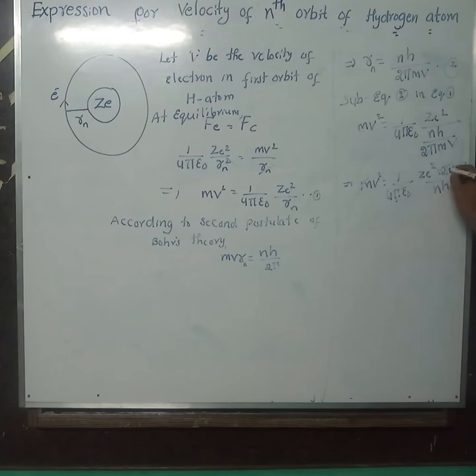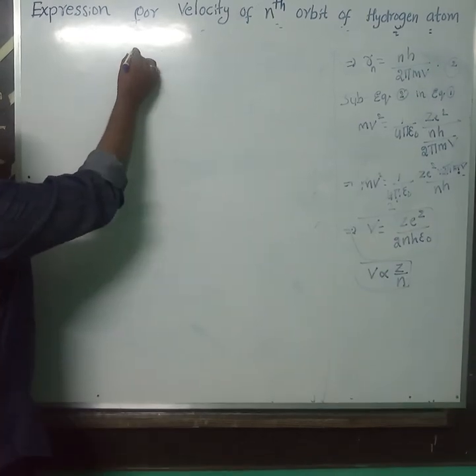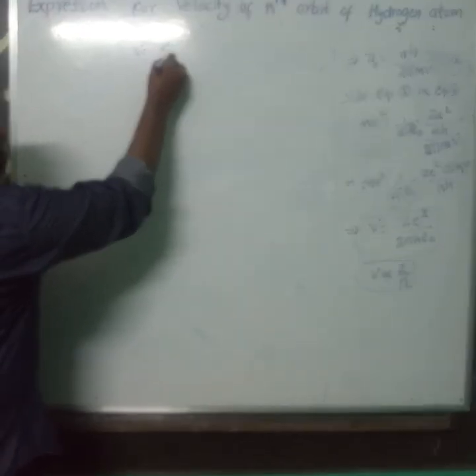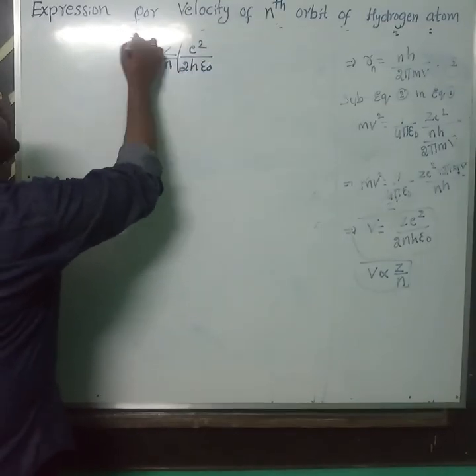So finally v is equal to what remains here: Z e square by 2 n h epsilon naught. So this is the expression for the velocity of the nth orbit of the hydrogen atom. Velocity is directly proportional to Z and inversely proportional to n. What is the equation we got here? V is equal to Z by n into e square by 2h epsilon naught.